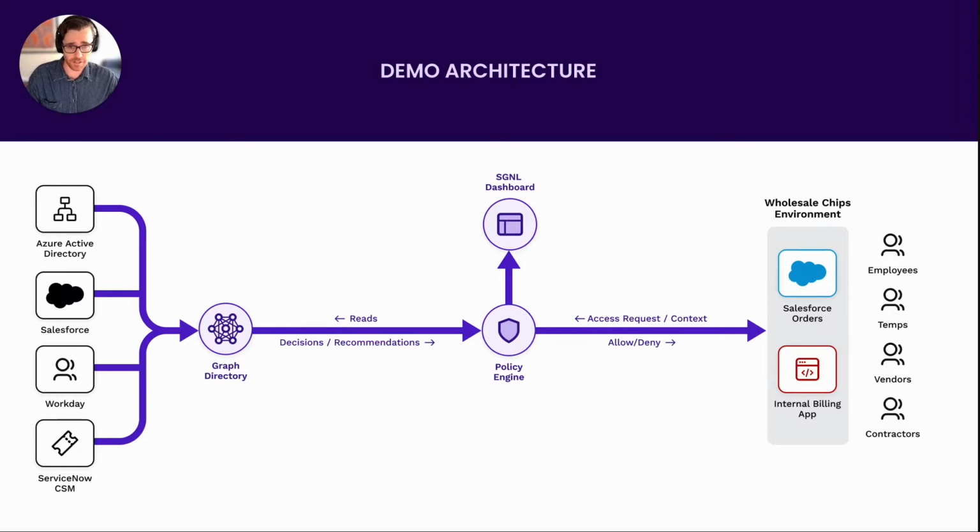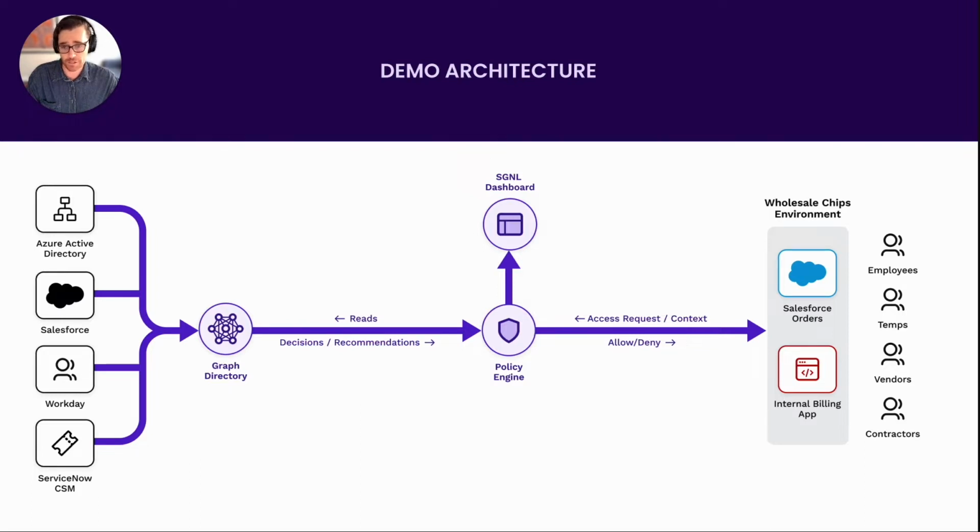Now, before we get started, let's talk about a fictitious company called Wholesale Chips. The architecture you see in front of them is the demonstration architecture that we'll use to showcase Signal functionality today. Wholesale Chips are a large semiconductor manufacturer, supplying chips to other large organizations. And while this company might be fictitious, they share a lot of similarities with many of the real organizations Signal is working with today.